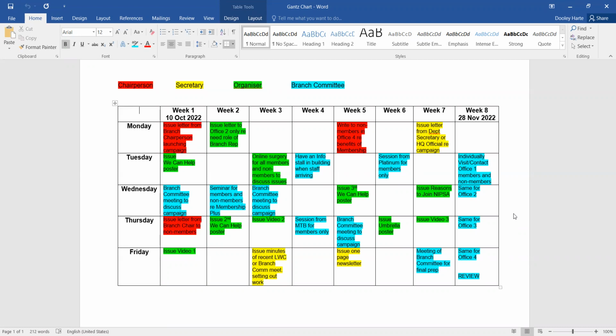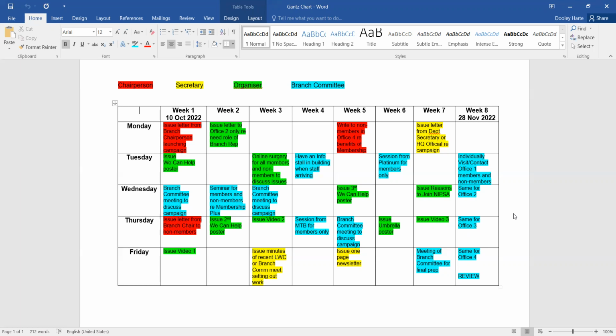Week 8 is where you're implementing. We'll look at that one first. That's where you're going to implement your plan. That's actually where you're going to do your work. Everything before that is a lead up to that. It's to prepare you, it's to prepare the branch committee, it's to prepare members, it's to prepare non-members for being approached in week 8. So that's the objective.